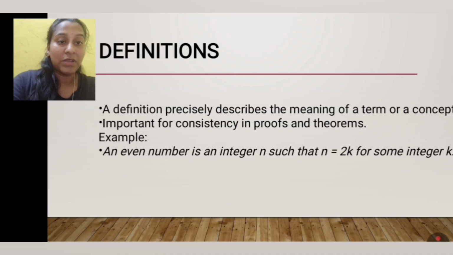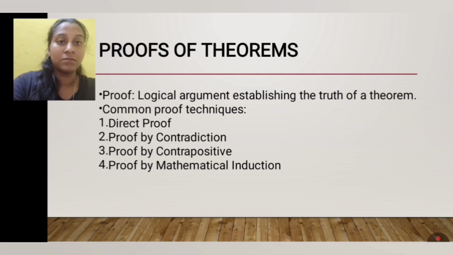Example, an even number is an integer n such that n equals 2k for some integer k. Here the definition describes the meaning of a term or a concept, which gives consistency in proofs and theorems. Here the even number is an integer. We all know that n equals 2k. Here we are taking the example as n equals 2k, where k is some integer. We can specify it.